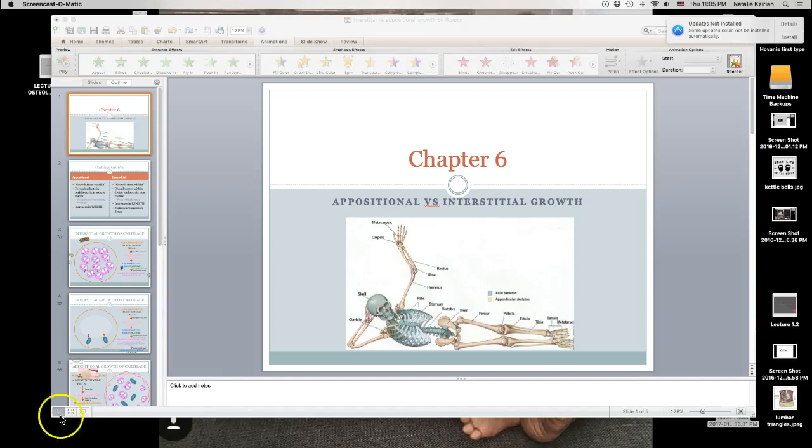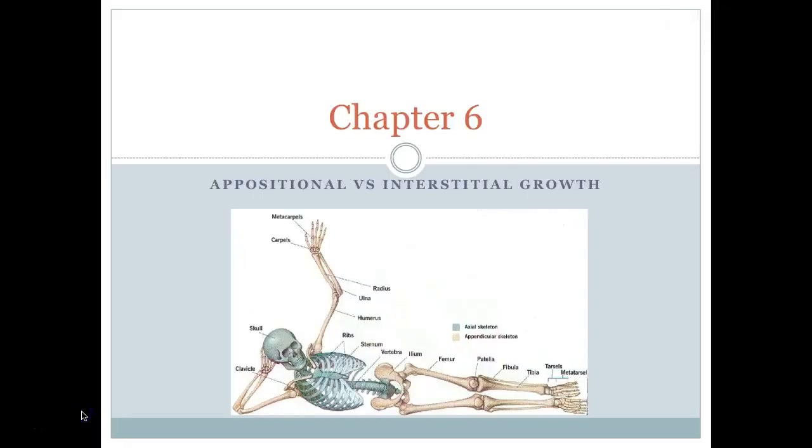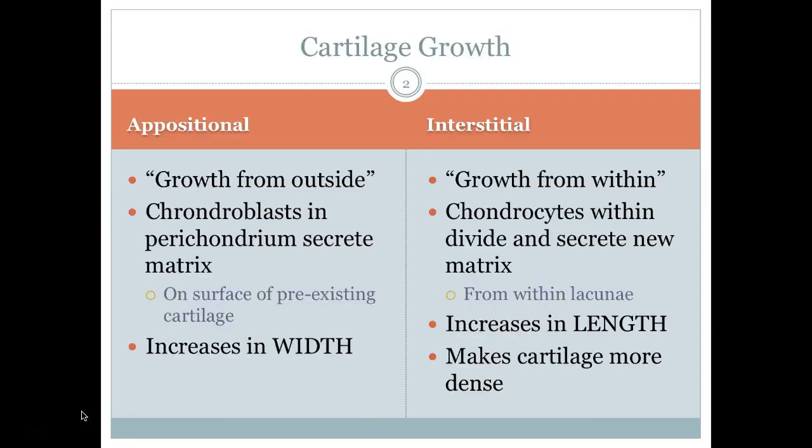Hello, so today we're going to talk about the difference between appositional growth and interstitial growth. These growth processes can happen within cartilage and bone. We're going to first discuss it within cartilage, and then I'll talk about some similarities and differences to bone. So the first thing we need to do is compare and contrast these types of growth.